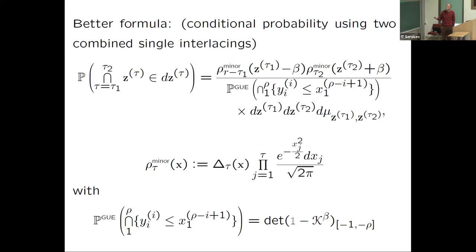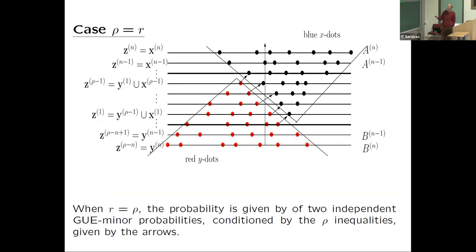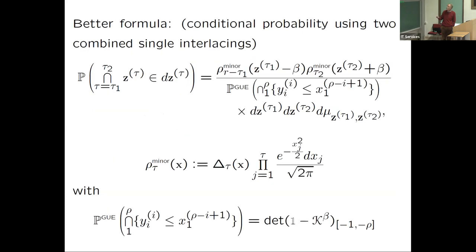Namely, it's the Dewey minor kernel that you saw before for the single interlacing, for the tau 1 level, times the minor kernel for the tau 2 level, divided by those inequalities. Because remember, when you look at the picture here, these are precisely two single interlacing systems, and the only thing that makes them a double interlacing system is those inequalities here. So it is a conditional probability of two single interlacing systems given by those inequalities. And those inequalities are exactly rho such inequalities. And that turns out to be the determinant of this kernel, which I showed you before.